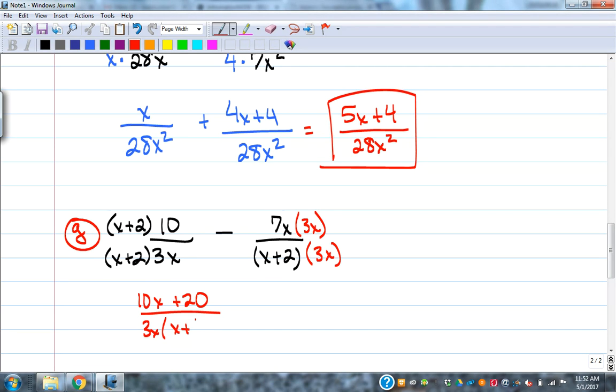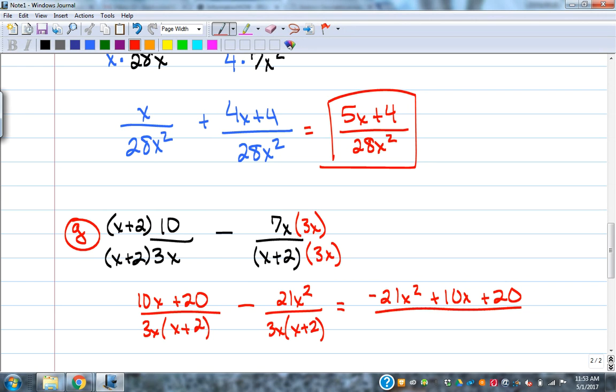3x. I'm not even going to multiply out the bottom part because there's no need. It's not going to help you any to multiply out the bottom part. Top part, that's minus 21x squared. And then that's 3x times x plus 2. And then we're subtracting to get the like terms together, if there are any. Are there any like terms? No, so we're just going to copy down everything for the final answer. We got a negative 21x squared plus 10x plus 20 over 3x times x plus 2.